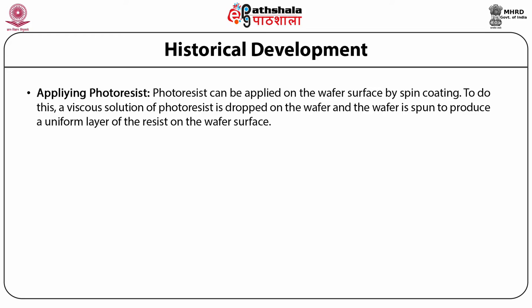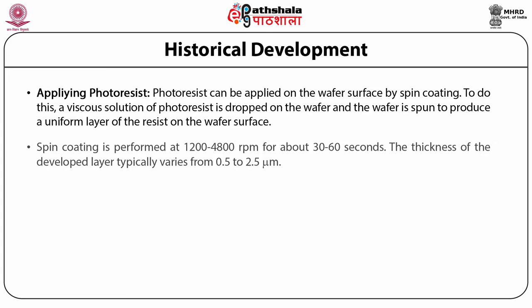To do this, a viscous solution of photoresist is dropped onto the wafer and the wafer is spun to produce a uniform layer of the resist on the wafer surface. Spin coating is performed at 1200 to 4800 rpm for about 30 to 60 seconds. The thickness of the developed layer typically varies from 0.5 to 2.5 micron. The uniformity achieved with spin coating is within 5 to 10 nanometers. Fluid mechanical modeling is applied to explain this uniformity in film thickness.